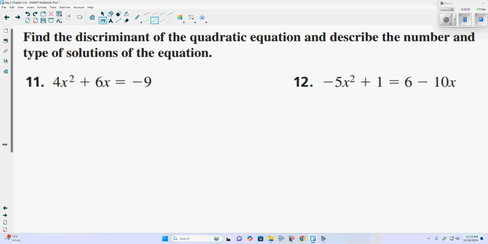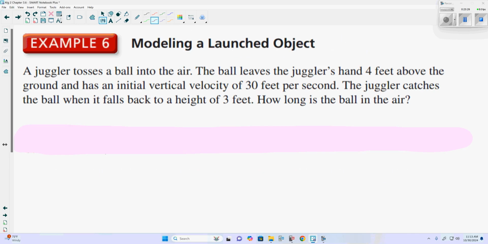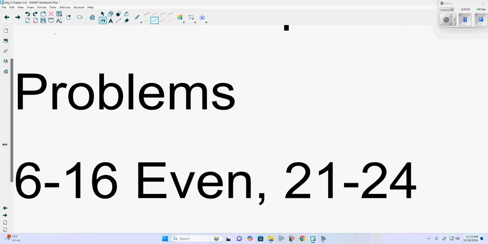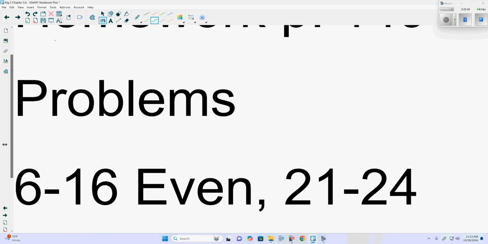Here we need to see another example of finding the discriminant, number and type of solutions. We feel good with this here. And that's it.